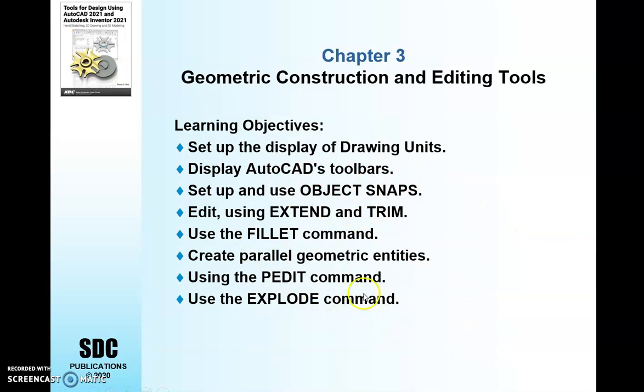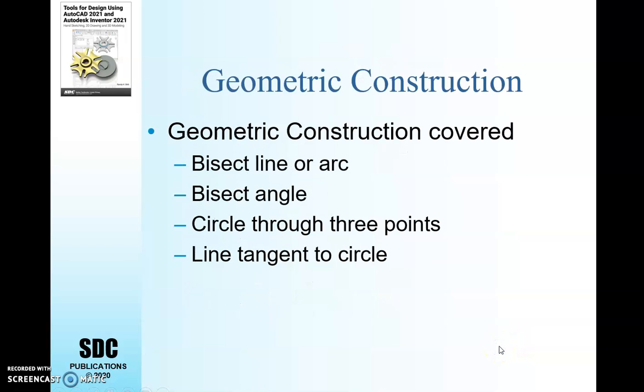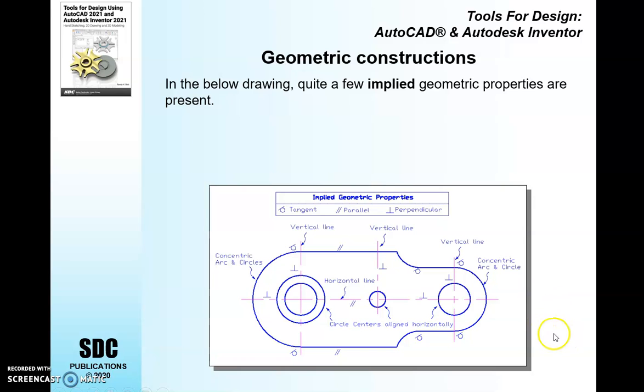Something new will be the fillet command, the edit command. The trim. We think we've used trim probably. He'll go over 4 basic construction techniques: how to bisect a line or an arc, how to bisect an angle. Bisect, of course, means cut it in half. And then circles through 3 points and lines tangent to circles. As individual things he's going to go over, and then he'll use them inside of the drawing that you're going to do.